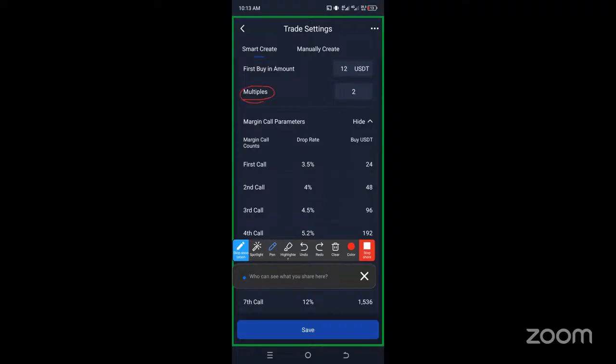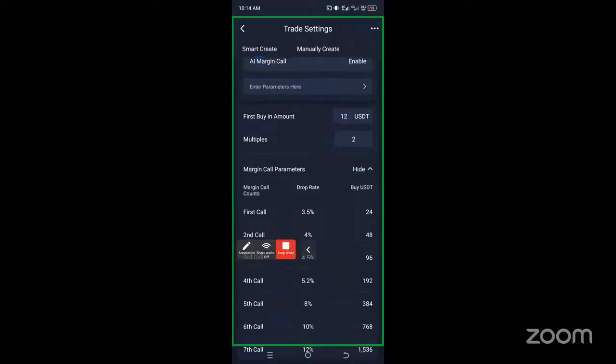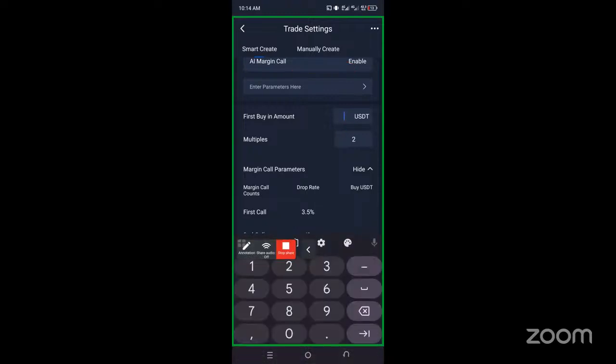Multiples means you decide if the robot will buy the first buying amount times whatever number you put here to pick money from your wallet. If you start with $5 and you put 1, it means the robot will buy 5. You see, the first buying amount is always here. The robot gives you a space to begin with what you want. Let me suppose that I start with 5. I will come and adjust.